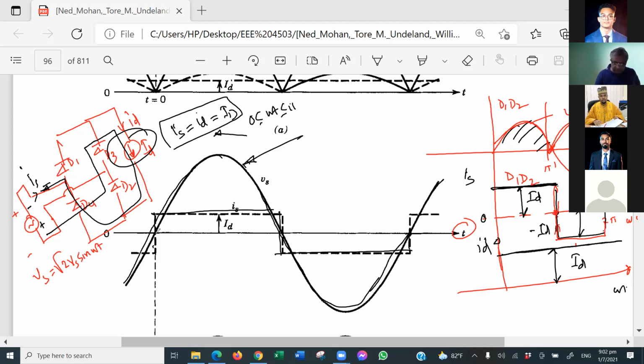And also there is no phase shift between the rectangular shapes of your IS and VS. Up to this, I think you don't have any problem. Can I proceed? Yes, sir.